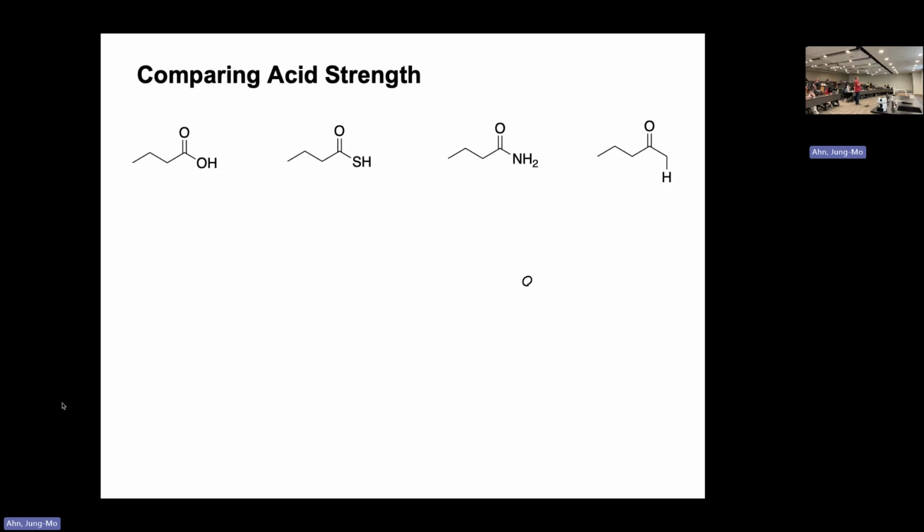Let's talk about these four molecules here. Which one is the most acidic? Which one is the least acidic? Let's rank these molecules based on acidity.